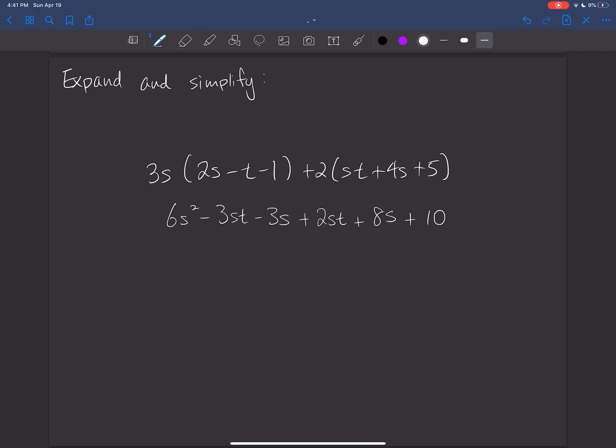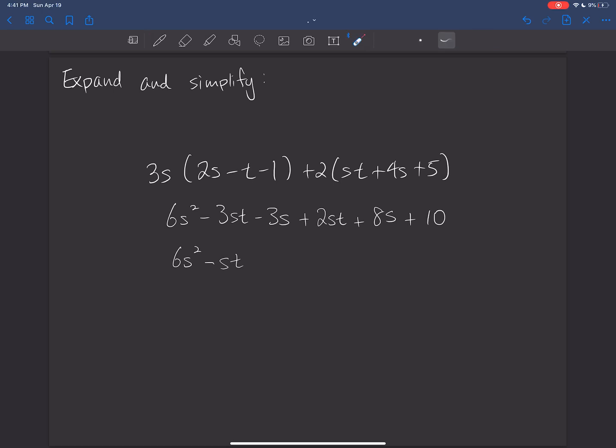All right, and let's find all the like terms and group them together. First off, I see an s squared term, and I notice that this is the only s squared term that we have. So the 6s squared will stay the same. And then I see the st term. I have a negative 3st and a positive 2st. So putting them together would be negative 1, so negative st.